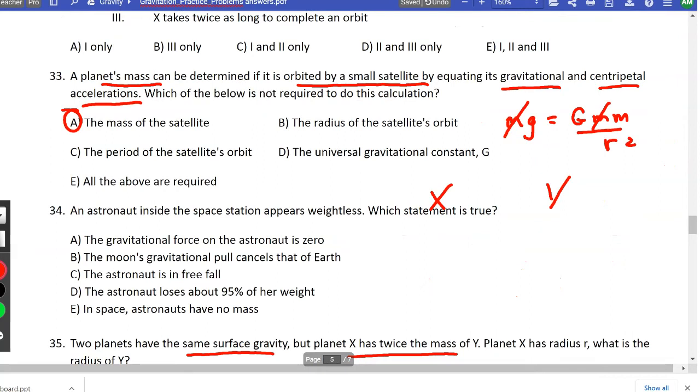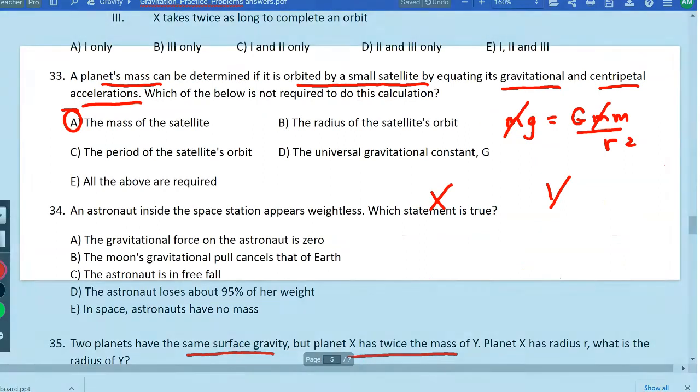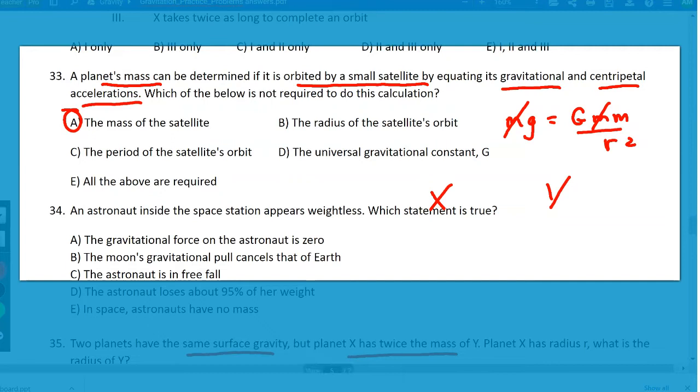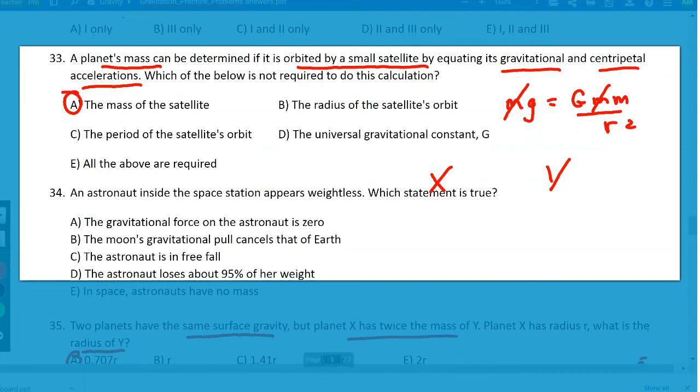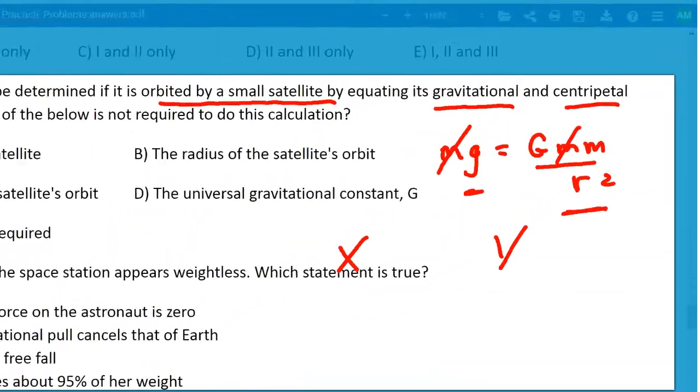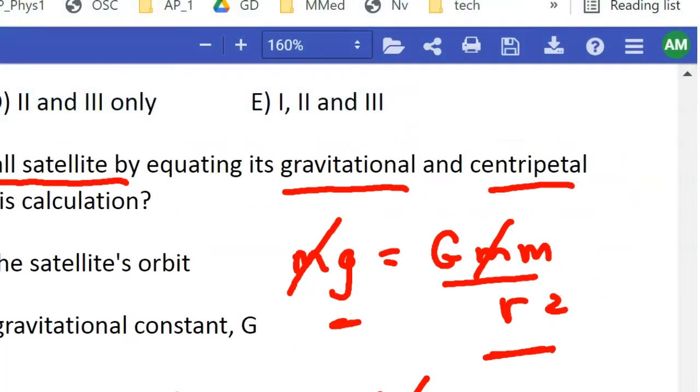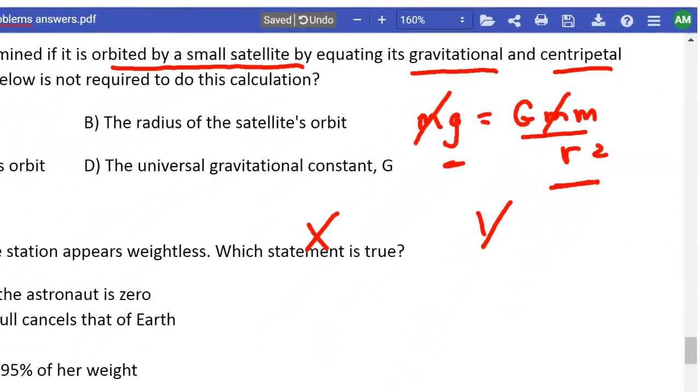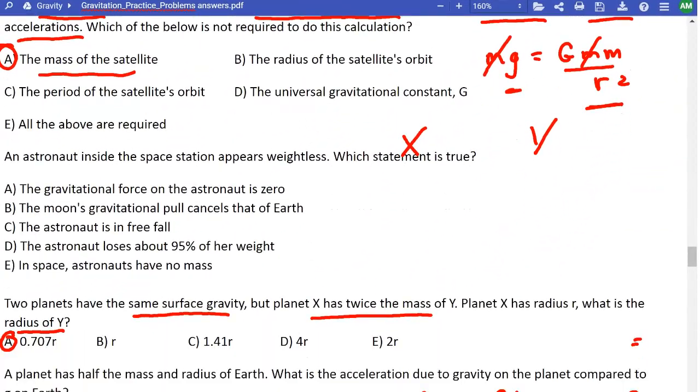A planet's mass can be determined by the orbit. It could be determined if it's orbited by a small satellite by equating the gravitational and the centripetal acceleration, which below is not required. So since they're talking about g, I'm going to pull out this equation. Look, the small m, the mass of the satellite, cancels out always on both sides. Remember, it's not the larger body, but the smaller body that's circling around the larger body. Mass cancels out, so it doesn't matter.